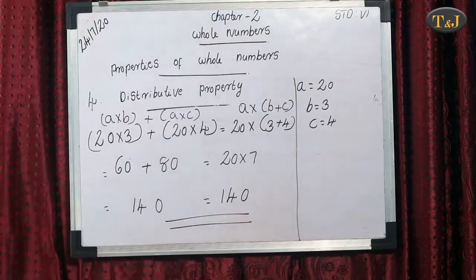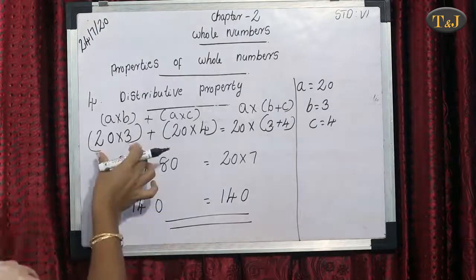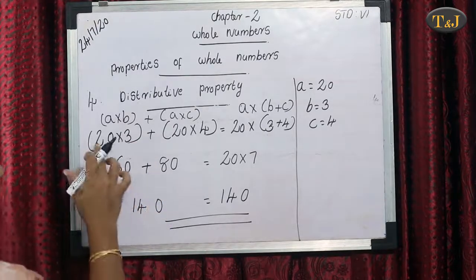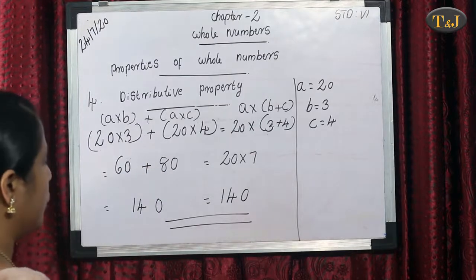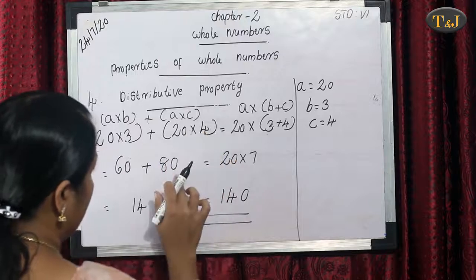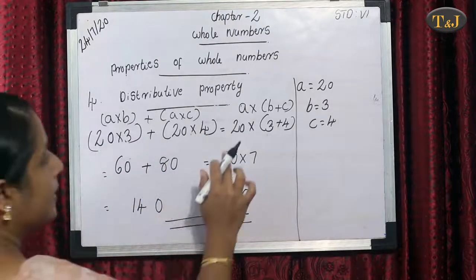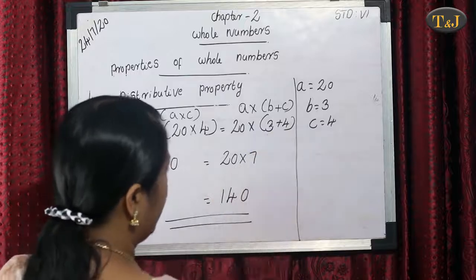Okay, then taking A as 20, B as 3, C as 4. First we have to take 20 multiplied by 3: 2 3s are 6, then one remaining number 0, so we have to add 0, so we get 60. Then here 2 4s are 8 and write 0, then we get 80. Then here 20 is a single number, so we write 20, then 3 plus 4 equals 7.